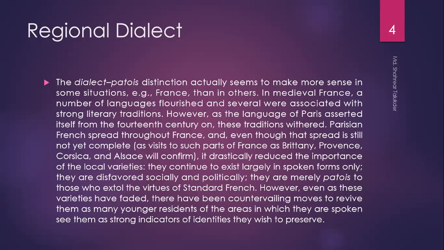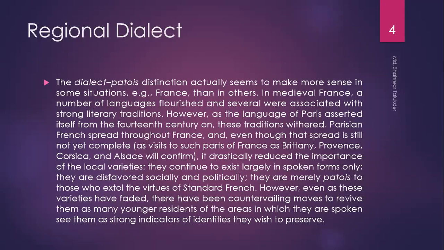So this is a very interesting picture. Here you can see the distinction between patois and dialect. It became very crucial and critical at that time in France. And that kind of difference is still going on. Here you see, they are disfavored socially and politically. That means other dialects of the French language, except the Parisian dialect, were not given importance, not respected, and not taken care of, because the people living in Paris are the politicians, the powerful people in the country. So they control the whole situation. So they are disfavored socially and politically.